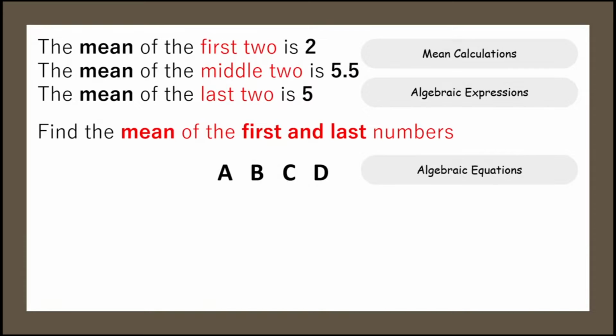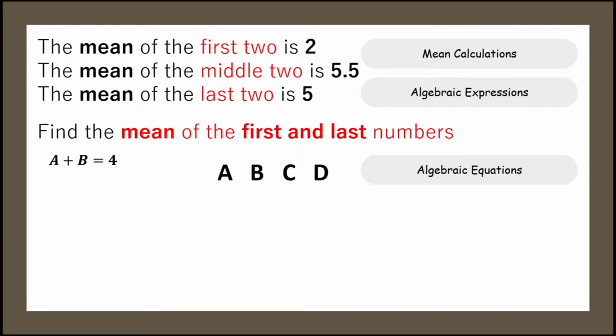I'm going to represent the 4 numbers as A, B, C, and D. If the mean of the first 2 numbers is 2, that means that adding A and B and dividing by 2 gives us an answer of 2. I wouldn't know what A and B are. There is an infinity of number pairs that would add up and divide by 2 to give the answer 2. But I do know that A plus B must equal 4. That's as much as I can know about A and B at the moment.